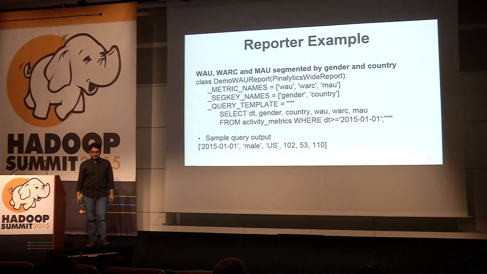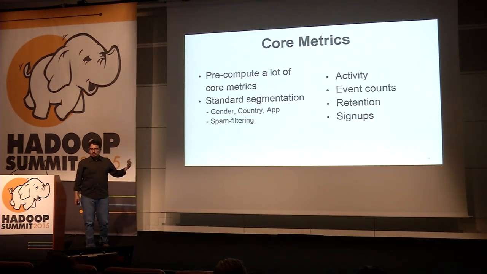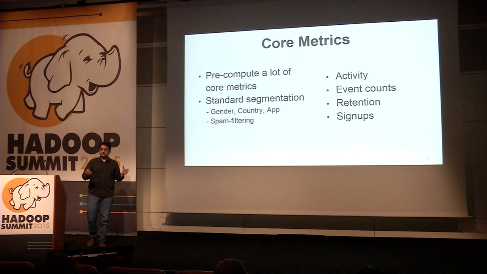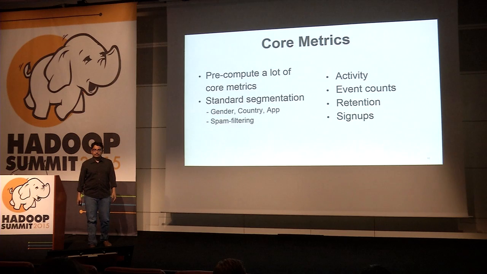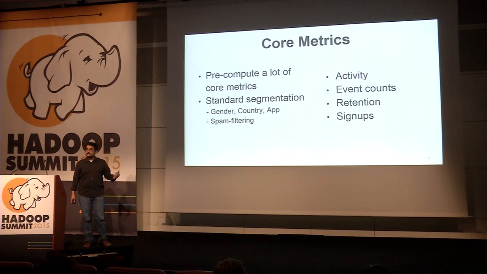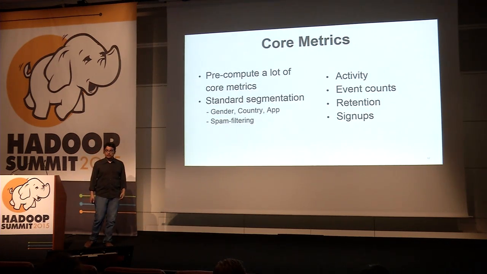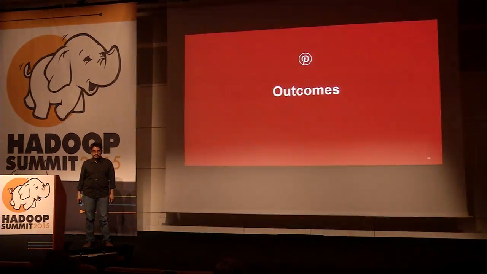So we use this Reporter to pre-compute a lot of core metrics: all the activity of our users, event counts, retention, signups. All of them are spam filtered. They're segmented by gender, country, the mobile platform that they use.